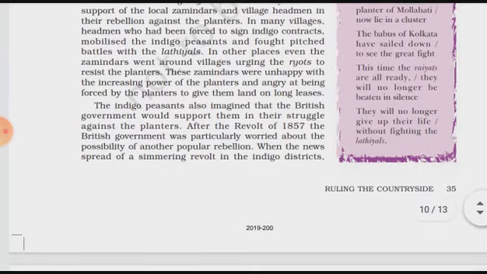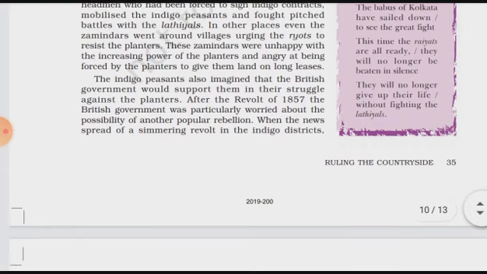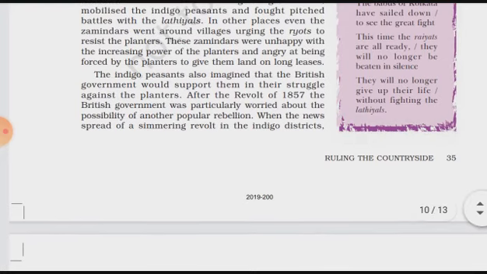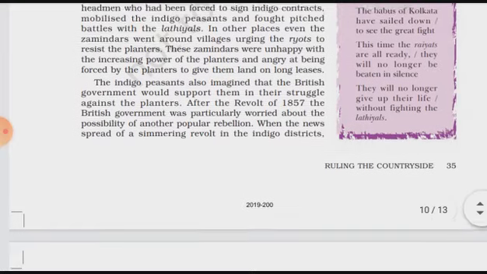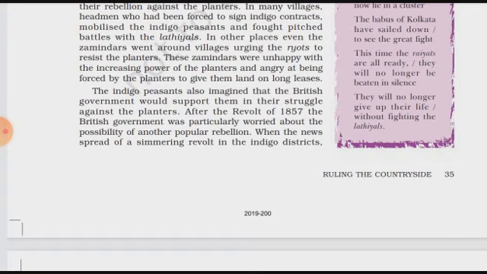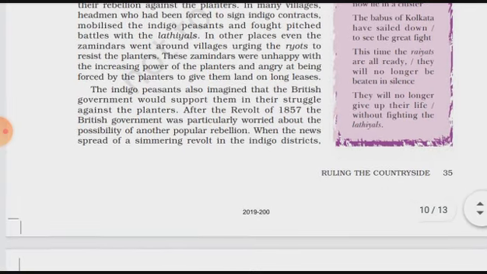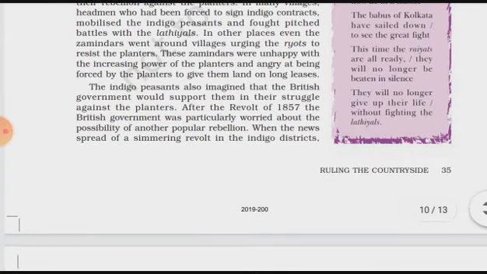In other places, even the zamindars went around villages urging the ryots to resist the planters. These zamindars were unhappy with the increasing power of the planters and angry at being forced by the planters to give them land on long leases. Even the zamindars were not happy, and they also supported these peasants, these villagers, to fight against the planters, as the zamindars' land had been taken by the planters on lease for a long time.